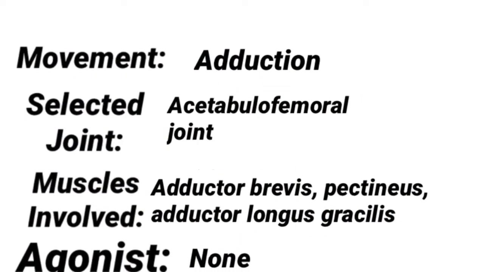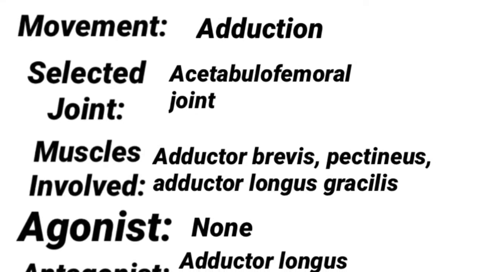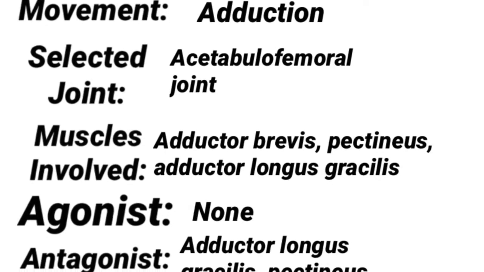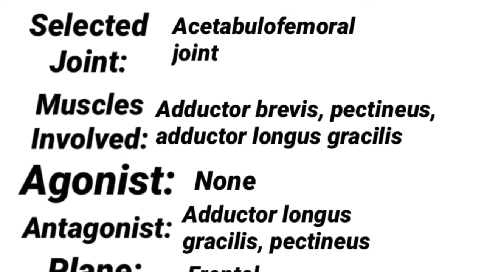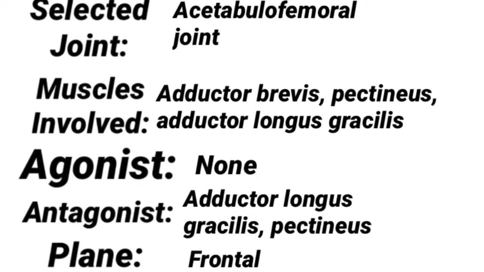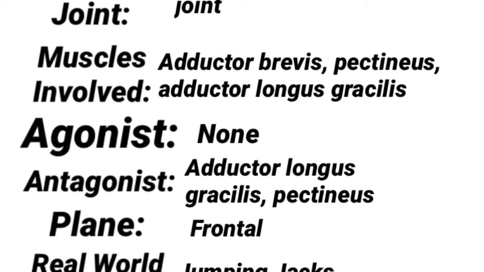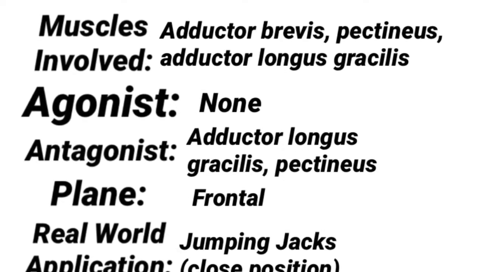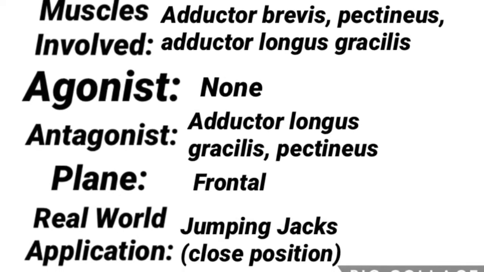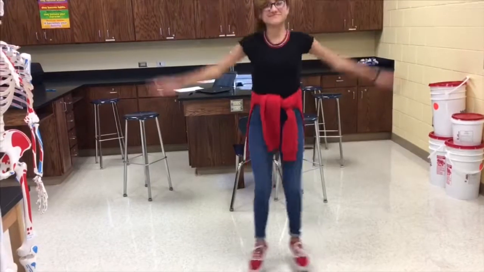Our fourth movement is adduction. The selected joint is acetabular femoral joint, and the muscles involved are the adductor brevis, pectineus, adductor longus, gracilis. There is no agonist, and the antagonist is adductor longus, gracilis, and the pectineus. The movement takes place in the frontal plane. A real-world application is the closed position in jumping jacks.